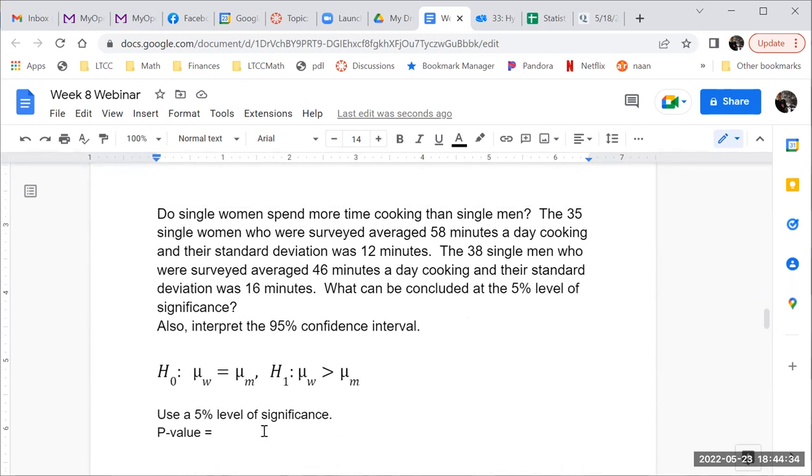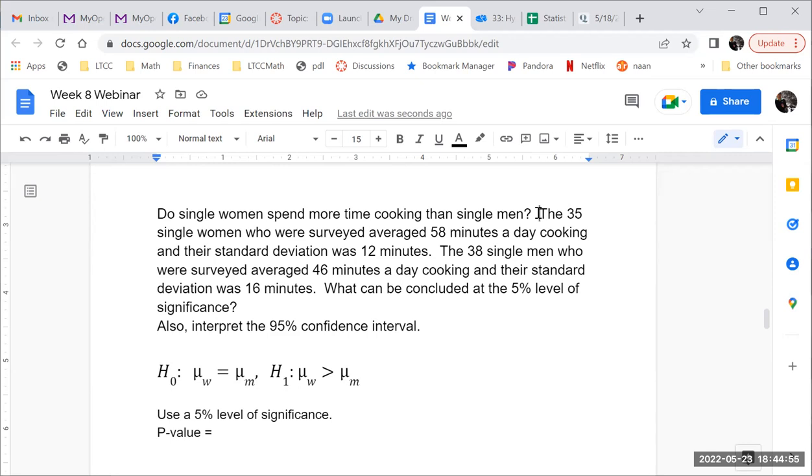Okay, I'm gonna do this one pretty quickly because we only have so much time. Do single women spend more time cooking than single men? What do you think? Yes. Okay, we'll find out. But I want to let you know I made up these numbers, because we only have so much time, I can't go and read articles and stuff for you guys.